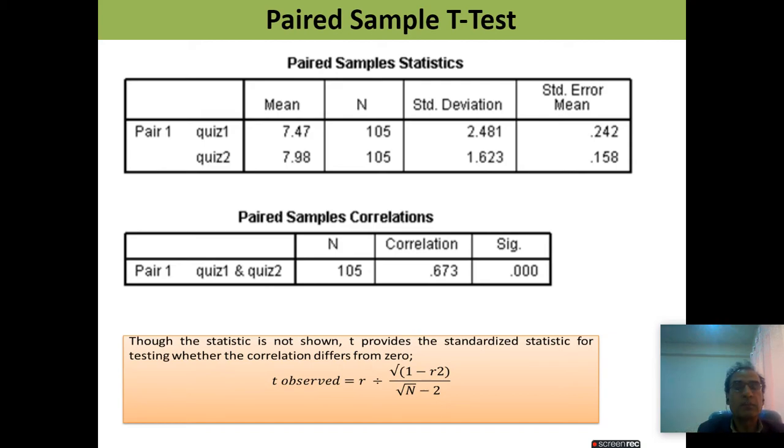The number of participants is 105. Correlation is 0.673, so it's a strong correlation. Then the significance is 0.00, that is less than 0.05. So we can say there is a strong correlation between quiz 1 and quiz 2. Though the statistic is not shown, it provides a standard statistic for testing whether the correlation differs from 0.